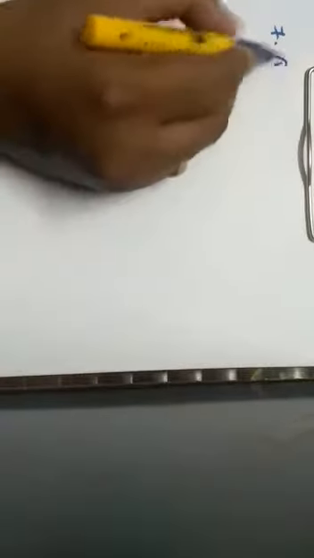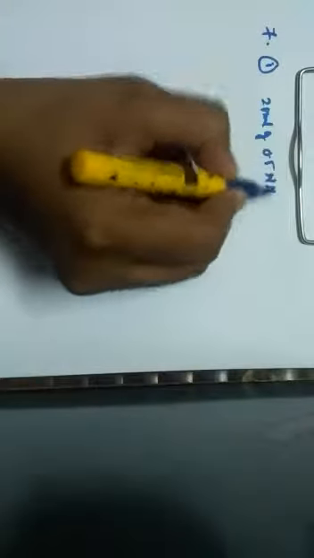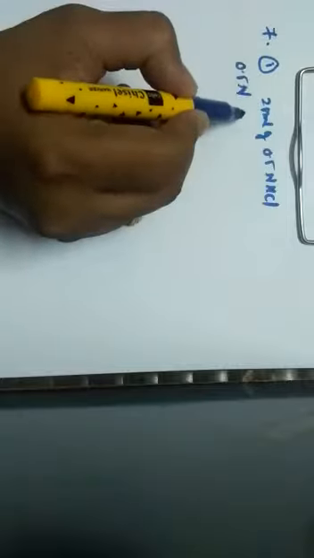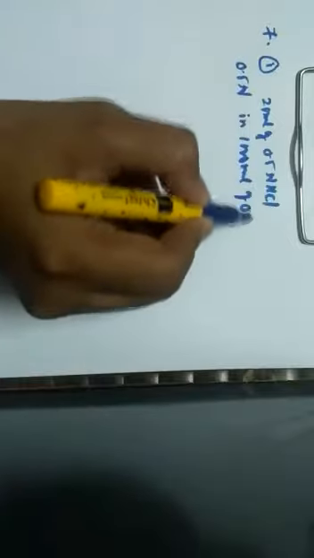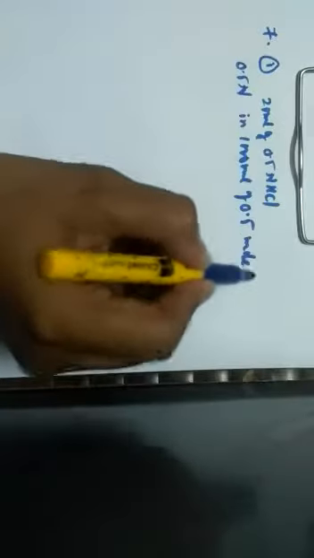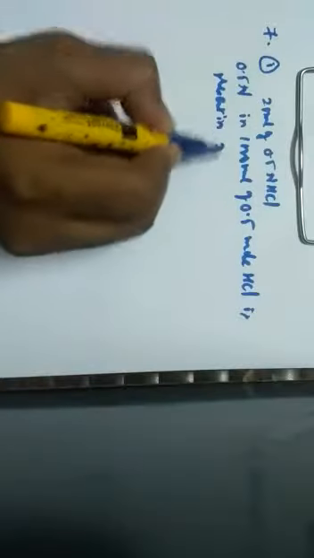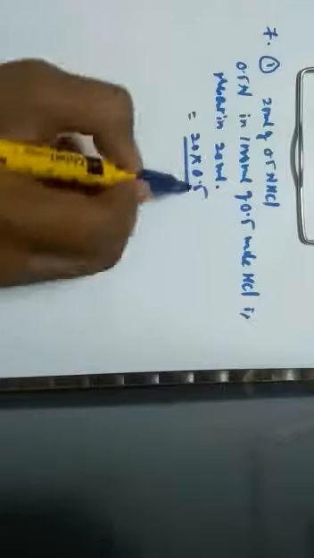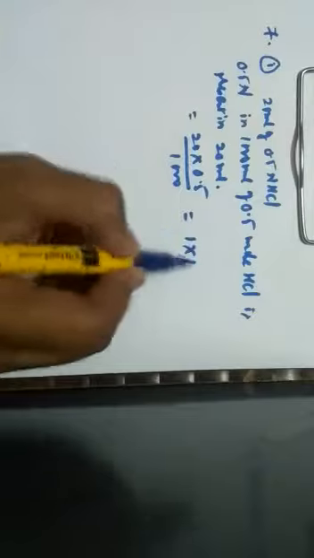So let us note it down. First one that has been given is what? 20 ml of 0.5 normal HCl. So 0.5 normal of HCl means in 1000 ml, 0.5 mole of HCl is present. In 20 ml, that is equal to 20 into 0.5, divided by 1000, that is 1 into 10 to the power of minus 2 moles.